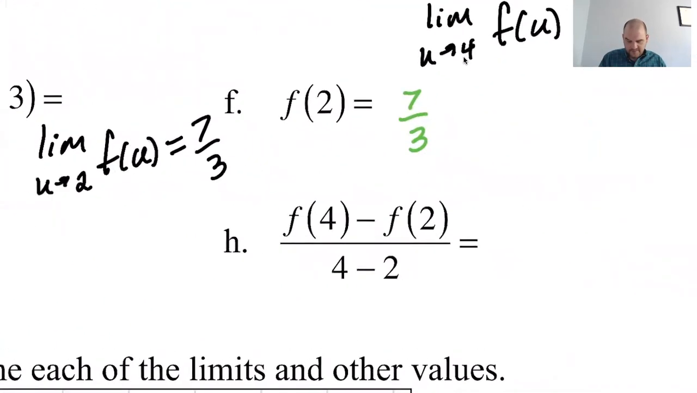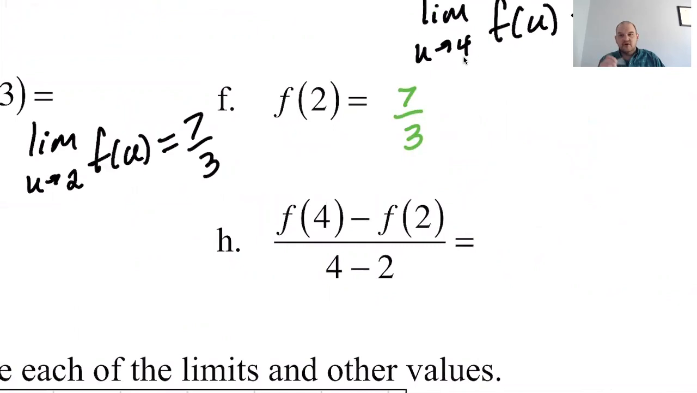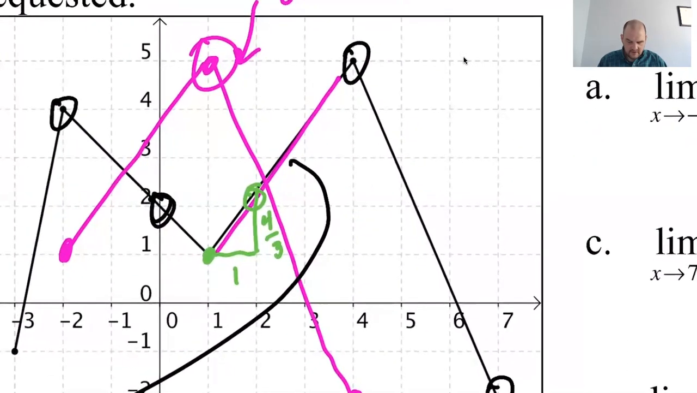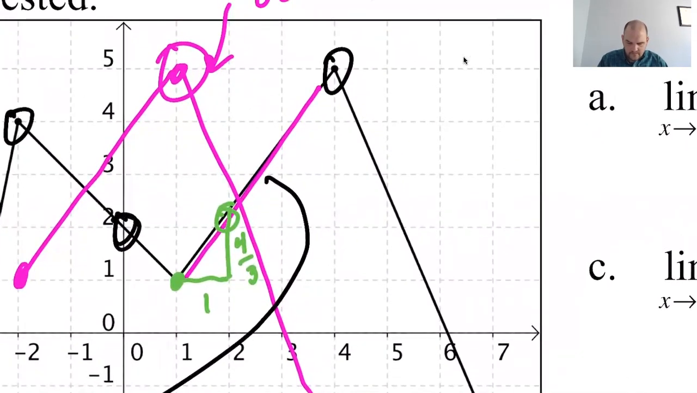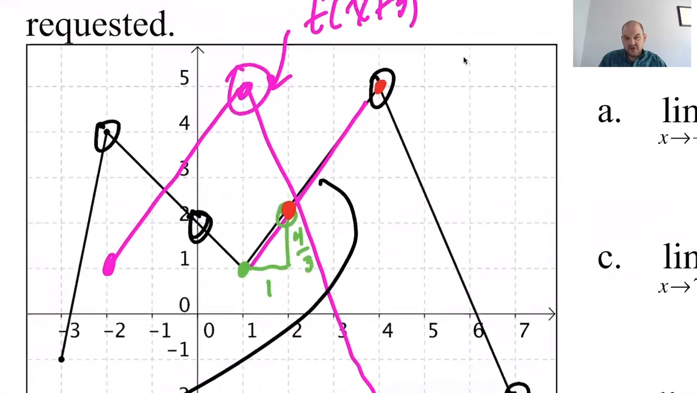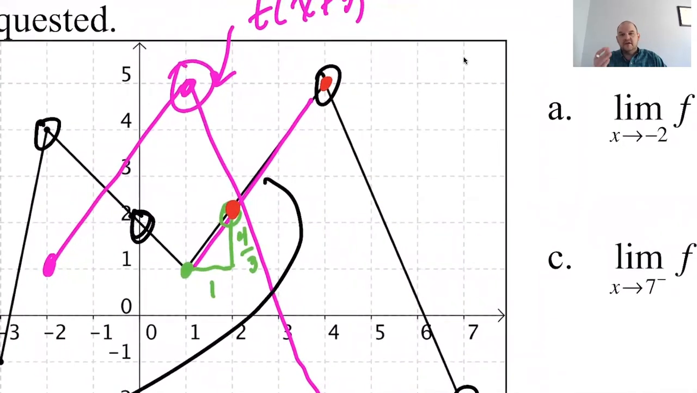All right, and then this one, f of 4 minus f of 2 over 4 minus 2. What I want you to do here is not immediately start calculating. I want you to look at the graph and I want you to think. So 4 to 2, 2 to 4, 4 to 2. All right, so I'm going to need an extreme color here. I'm going to go with red. We're trying to go from this point to this point, and we want to know essentially the slope. I mean, that's just a difference quotient.